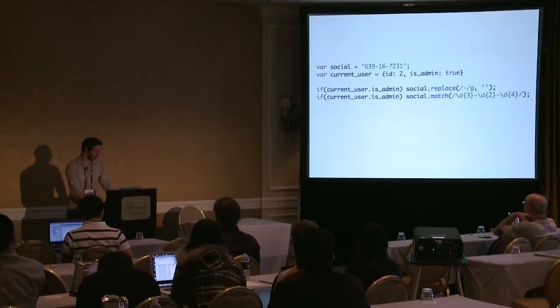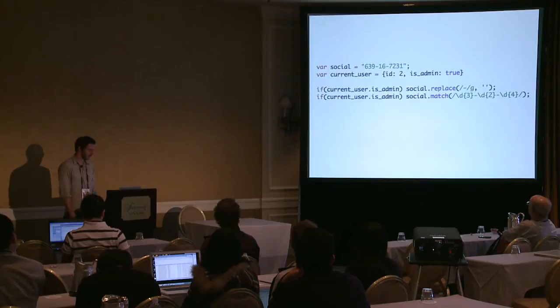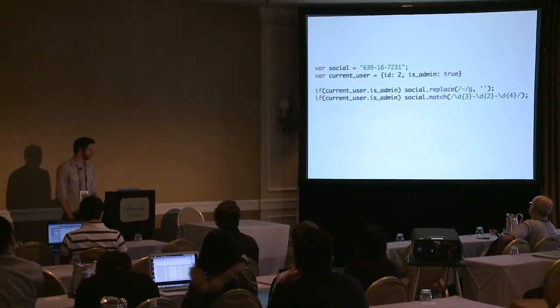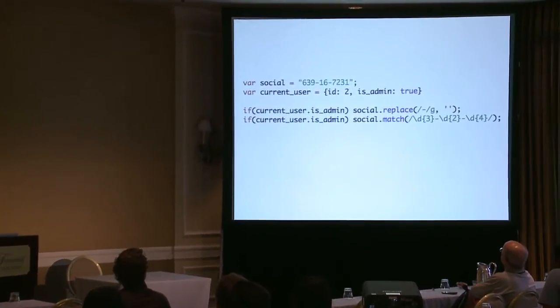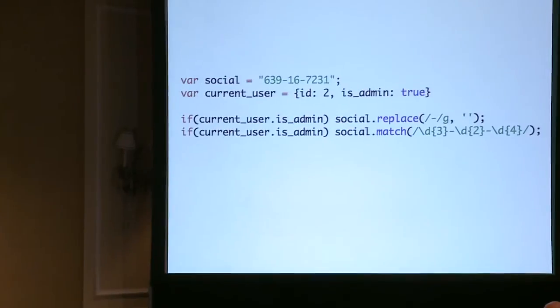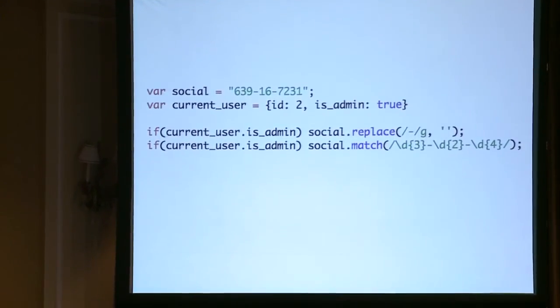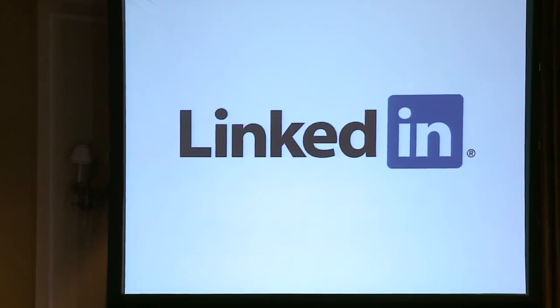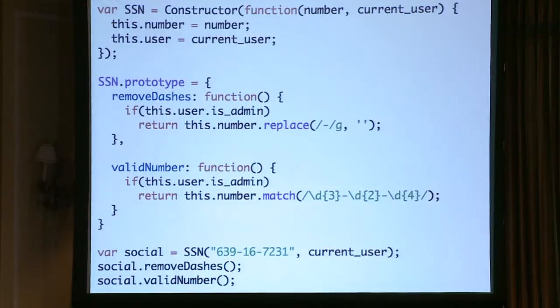So let's do this. Here's a problem. We want to control access to a piece of data, and I'm just going to use a normal string with normal functions. I say, hey, is the user an admin? Then we can do things. And this is going to be problematic. If I forget this check, there's going to be a horrible security flaw, and everybody will know about it. So let's do some object-oriented programming.